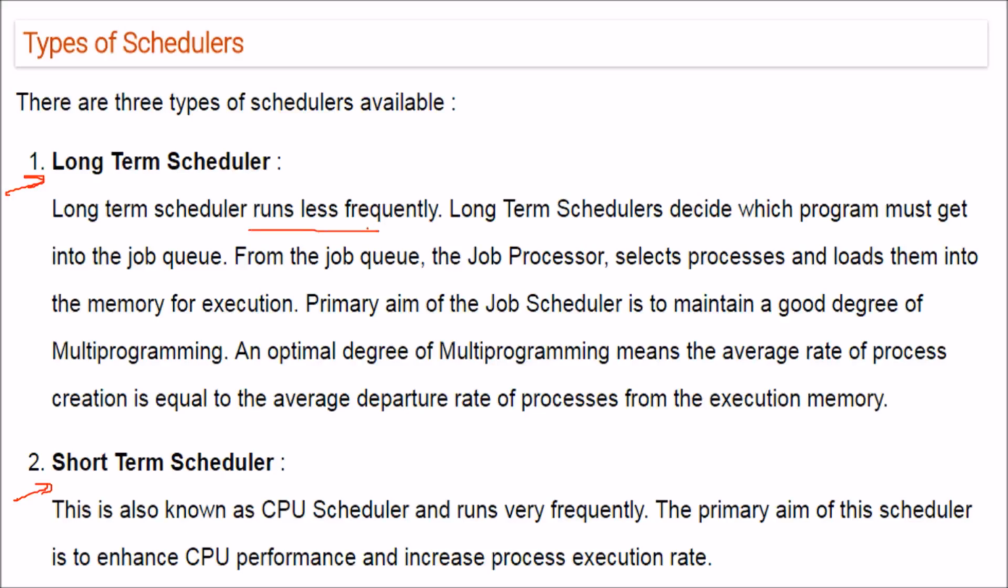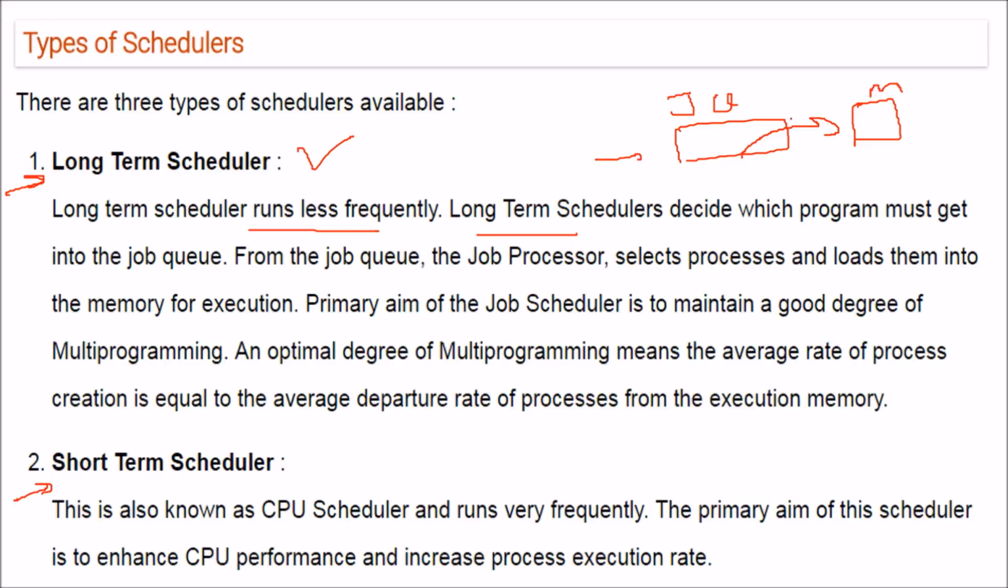This runs less frequently than the others. This LTS decides which program must get into the job queue. So in the job queue, which process has to go is decided by the long-term scheduler. And for the job queue, the job processor selects processes and loads them into the memory for the execution.